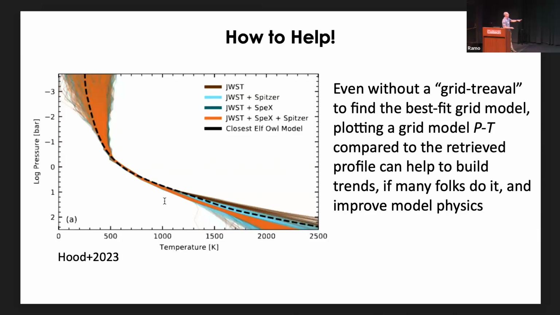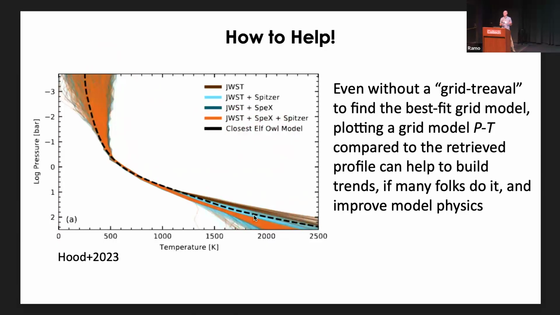So here's a particular retrieval from a T dwarf led by Callie Hood. The closest fit Elf Owl grid model is reasonably close to reality, but you can see down below the best fit in orange involves Webb data, SpeX, and Spitzer, and you can see there's a deviation where the retrieval finds a cooler deep atmosphere.